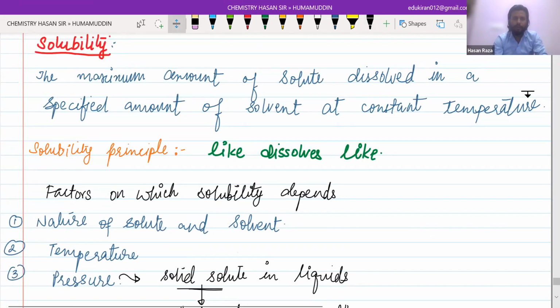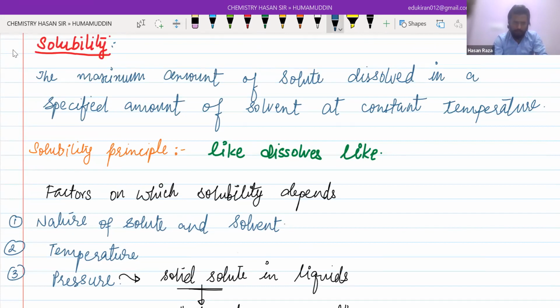So we just started our lecture with solubility. And what is solubility? I'm going to repeat it. Maximum amount of solute which is soluble in a specified amount of solvent at constant temperature, that is called solubility. And solubility has a principle which means like dissolves like. That means basically polar solute is soluble in polar solvent.